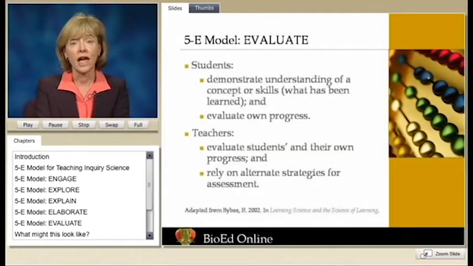And finally, everyone involved evaluates. This is the last phase of the 5E model. Students have opportunities to demonstrate that they've learned a skill or a concept. And not only are they evaluated perhaps by their teacher, they also have opportunities to judge and evaluate their own progress. Similarly, teachers can evaluate students, but also their own progress. And if need be, they can examine alternate strategies for assessment.